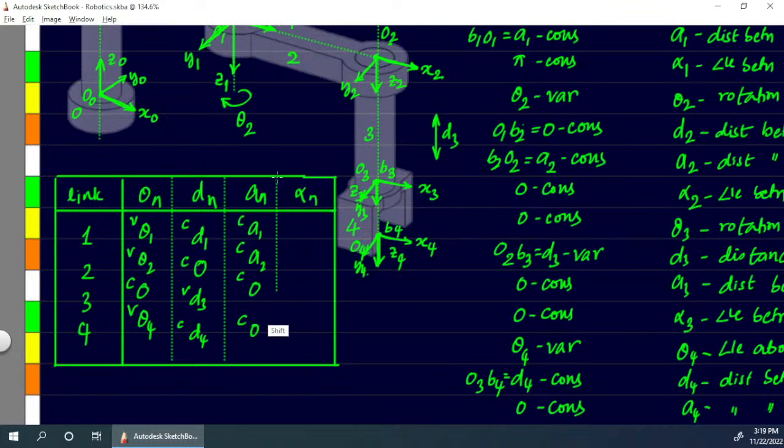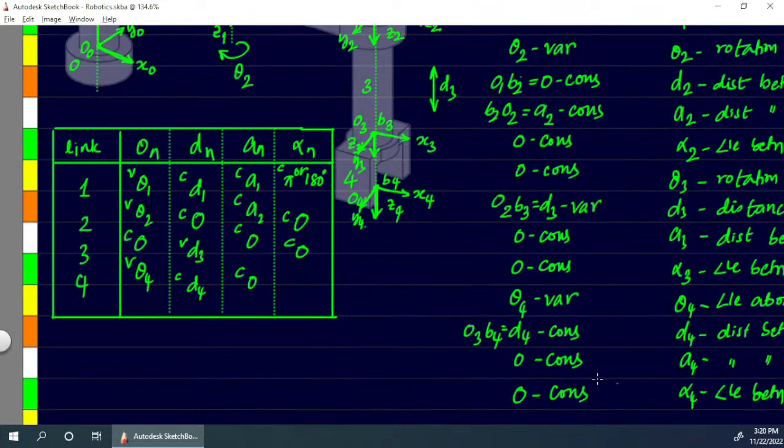Okay, and finally we have to take alpha values. So alpha 1 is equal to pi or 180 degrees. You just put pi or 180 degrees here. Then alpha 2 value is equal to 0, it's fixed at constant. And alpha 3 is 0, that's again a constant. Alpha 4 here is again a constant, and it's equal to 0.